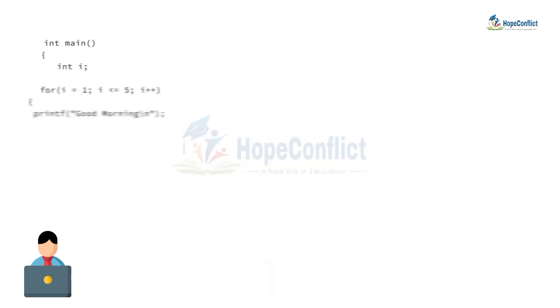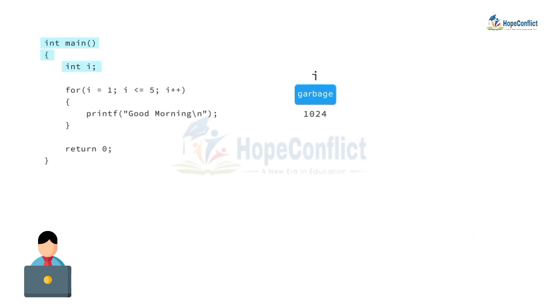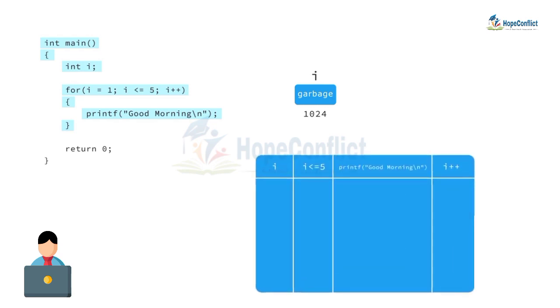Now see this example program to print good morning 5 times. So we have the main function and inside we declare integer variable I. And then we have the for loop and we initialize I equal to 1. And since we need to print 5 times, we can set the condition as I less than or equal to 5. And then increment part I plus plus.